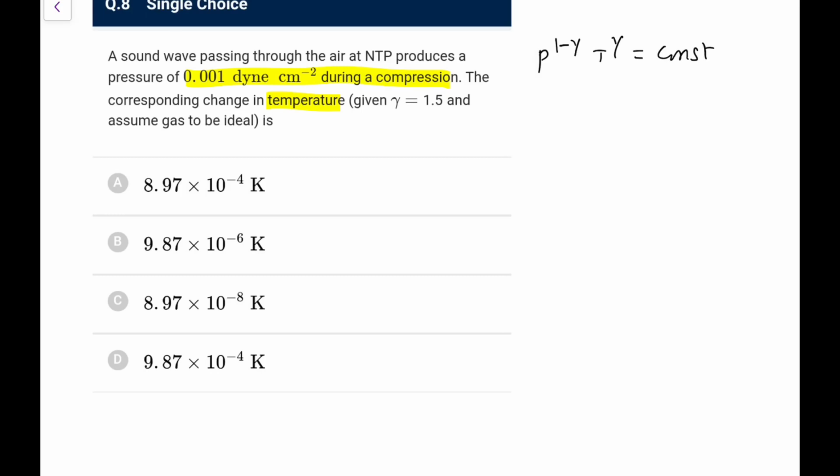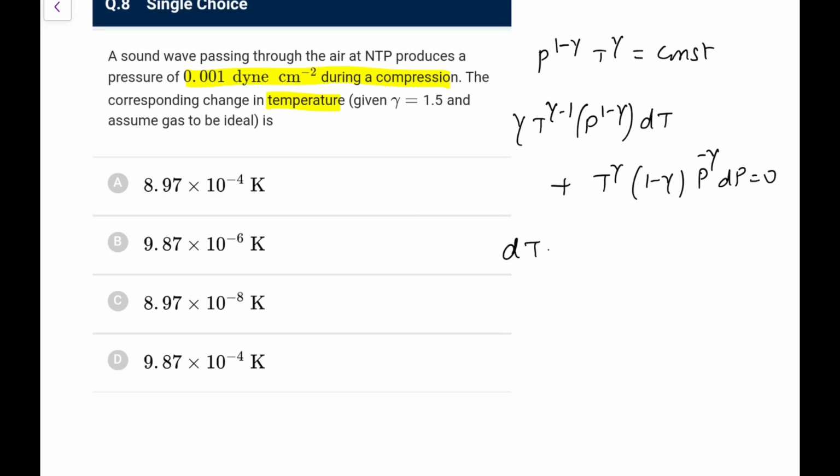constant. If I take the differentiation, we will have γ T^(γ−1) P^(1−γ), taking the constant, dT, plus T^γ into (1−γ) P^(1−γ−1), that is (1−γ), into dP, equal to 0.